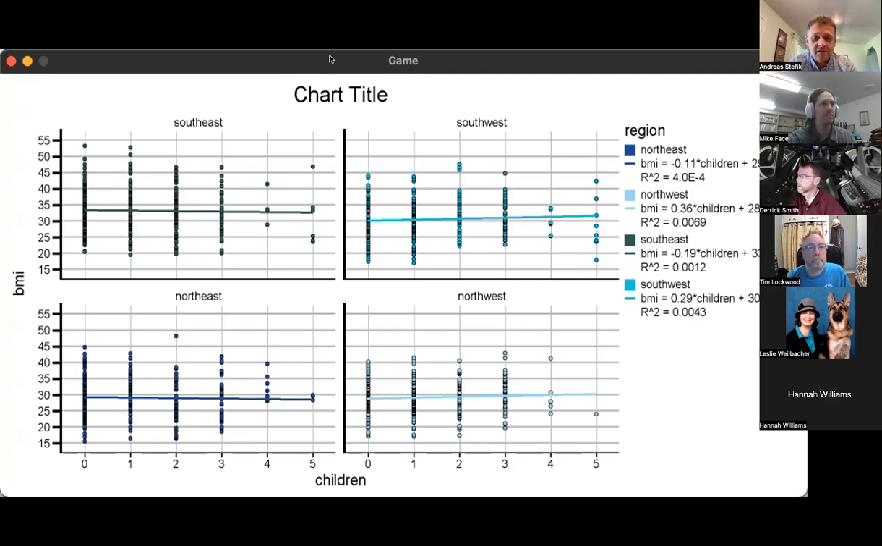So for the very last one here, I've got region. And again, I've broken down my values by southeast, southwest, northeast, and northwest. I put children on the x-axis for this one. And then if we look at the legend, all of the R squared values are now less than 1. Less than 1%.